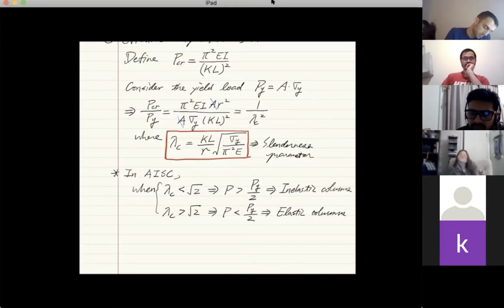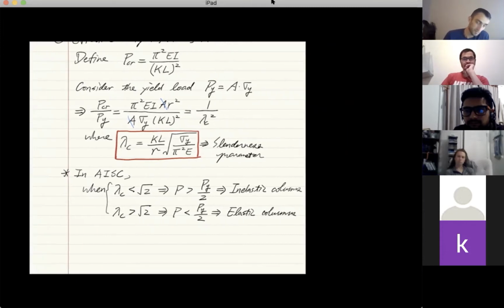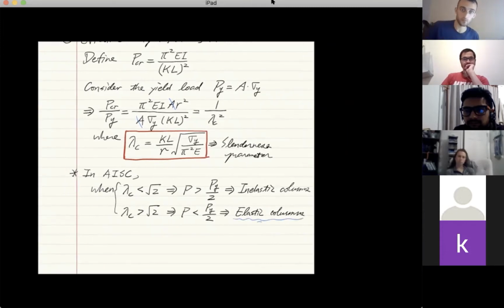What happens? Of course, AISC provides guidance for design purposes. Now, these values are used for understanding the behavior of these columns. When we say elastic columns, that means the behavior of the column is dominated by buckling. So that means this part is governed by PCR. When we say inelastic columns, that means the behavior of inelastic columns should be dominated by PY.